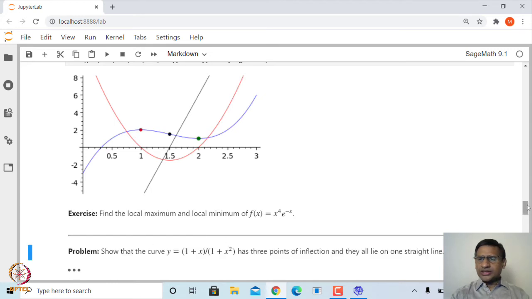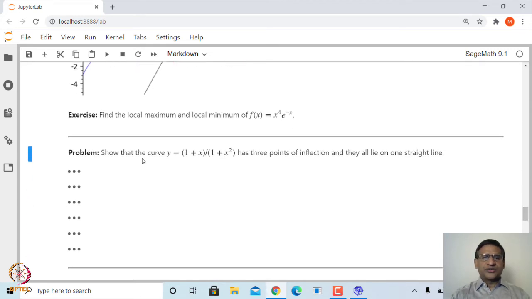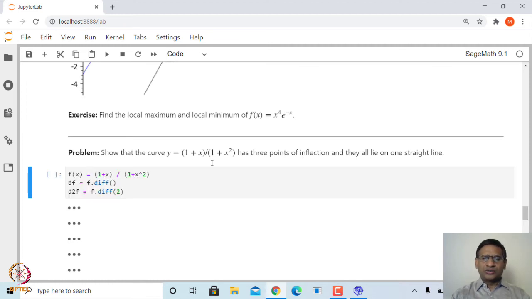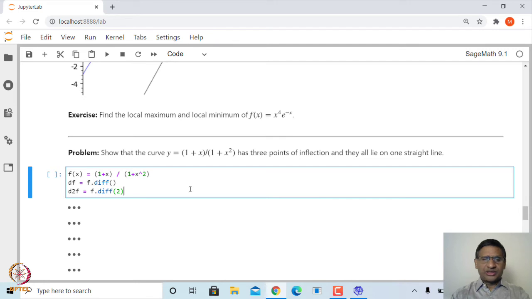Let us look at another example. This is an example in which we want to show that the curve y equal to (1 plus x) divided by (1 plus x square) has 3 points of inflection, and they all lie on a single straight line, on the same straight line. That is quite easy actually. You need to find the critical points, and at these points you join the line and then see whether they lie along the same line.